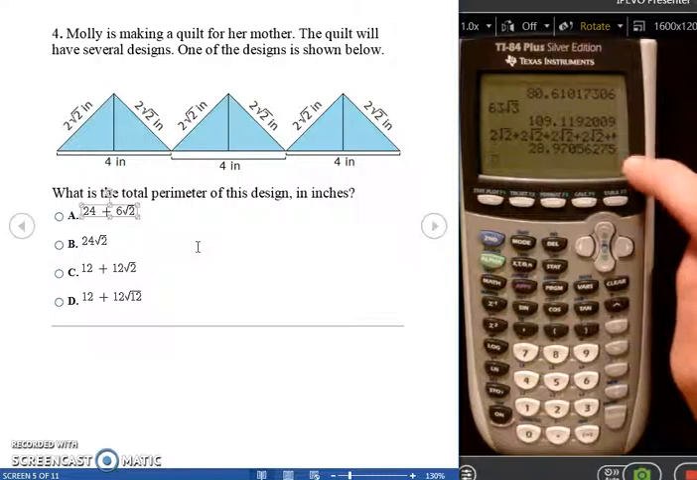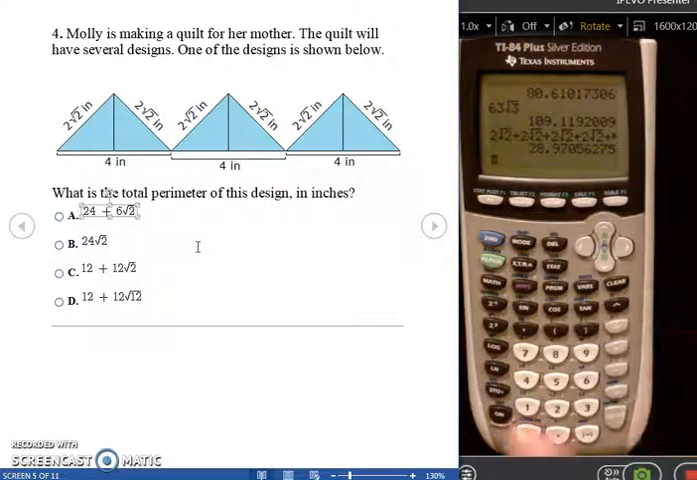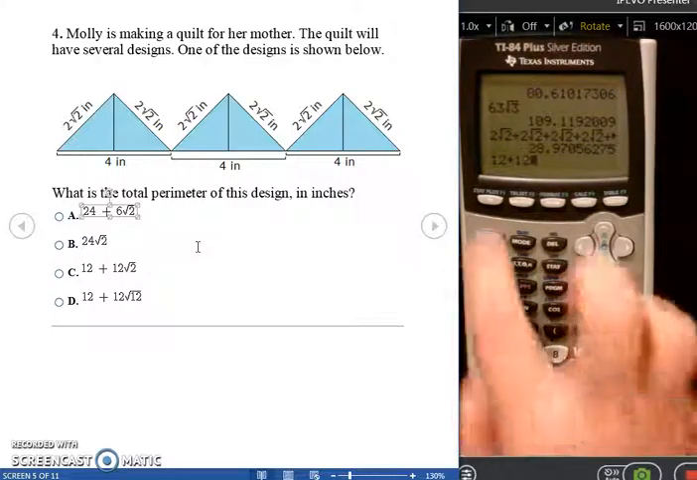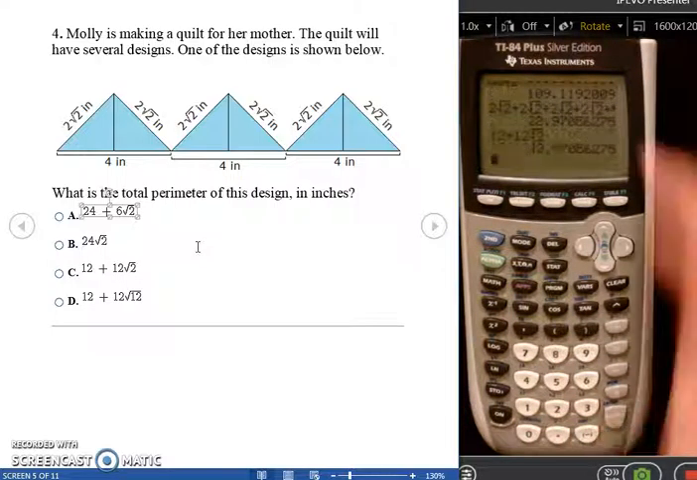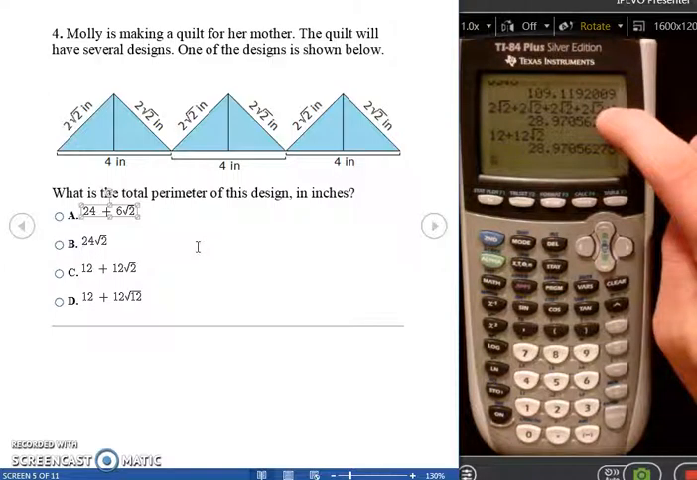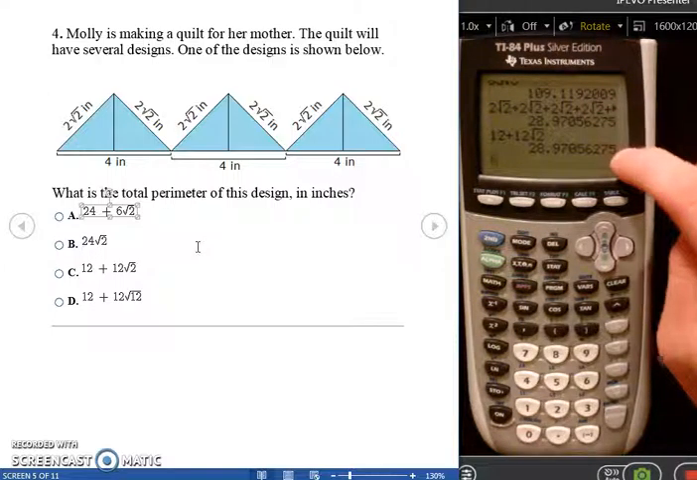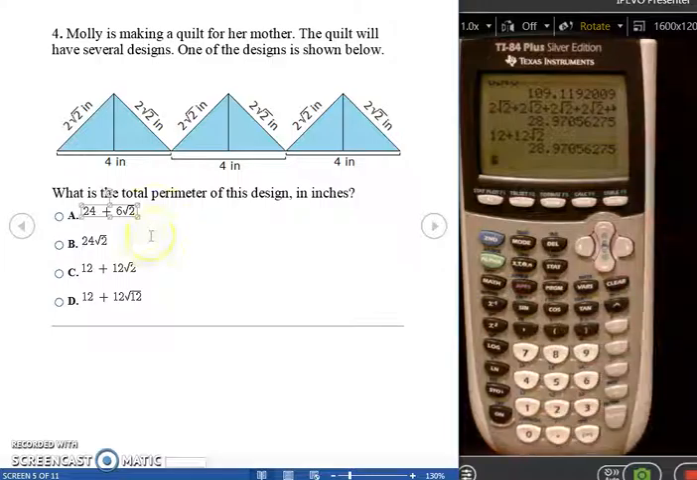So I just cleared it out, so that was the only one I could see, so don't get confused. So I'm going to try letter C, 12 plus 12 second square root of 2. And I press enter, and there they match. This is the original one that I typed in, and there's the answer, and I get the same number, so I know that C is going to be my final answer.